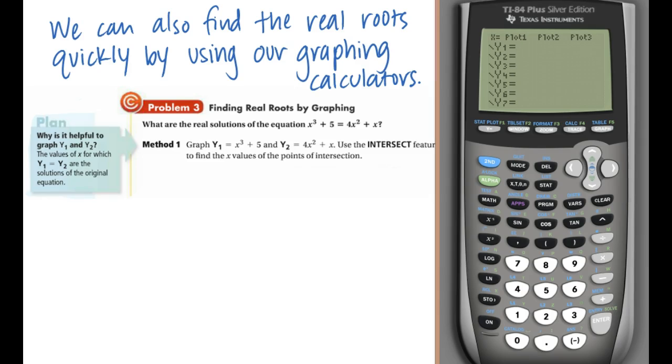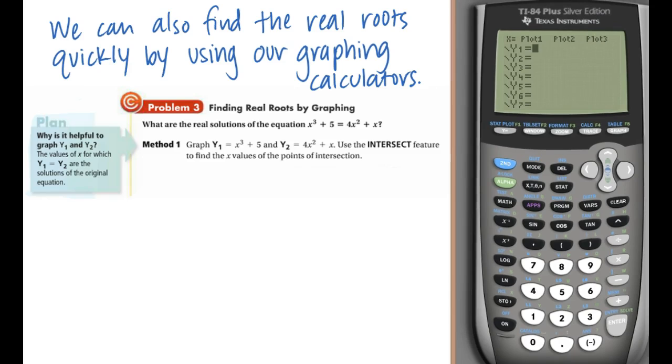We are also going to be able to find our real roots by using our graphing calculator. So that's the process we're about to go through right now. So in example 3, we're given the equation x cubed plus 5 equals 4x squared plus x. The first method that we're going to go through is graphing each of these equations separately, as in using a system of equations, and then using the intersect feature to figure out where they cross. So to find the x values of the points of intersection.